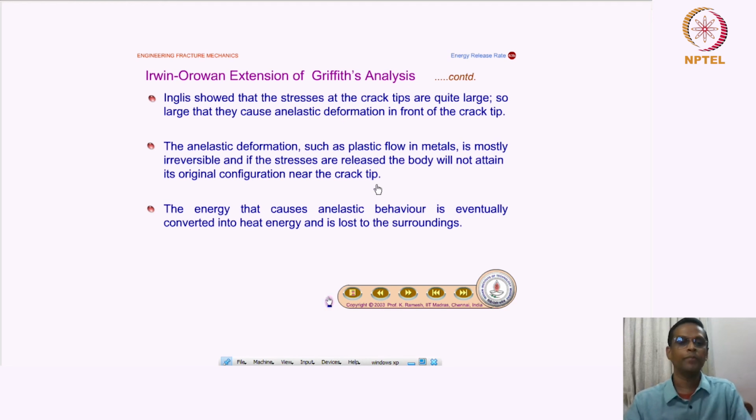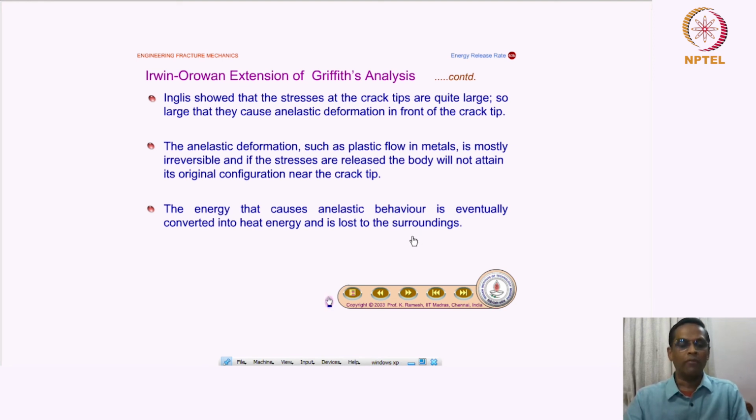The energy that causes the plastic behavior is eventually converted into heat energy and is lost to the surroundings. See, most of the energy or applied stress involved in deformation goes as heat. Most of the energy goes as heat. Only a very small amount of energy is actually used to deform the material, especially in plastic deformation.